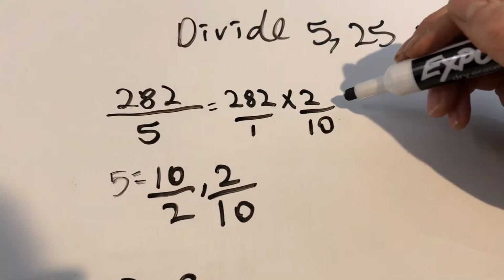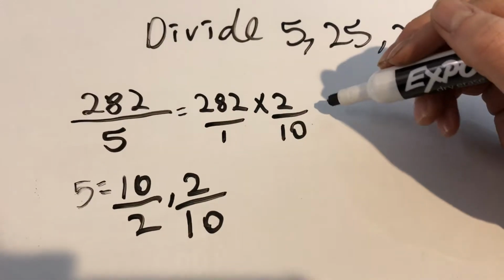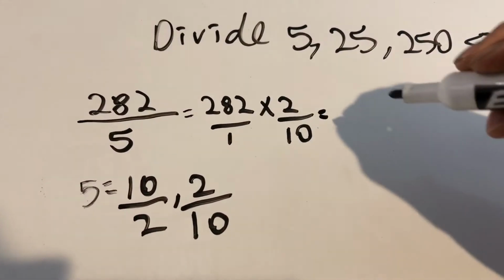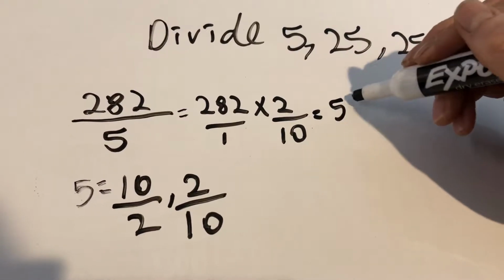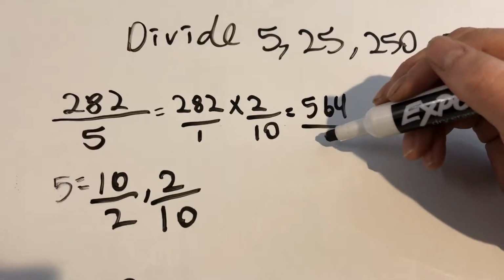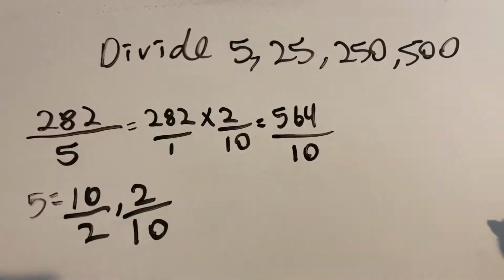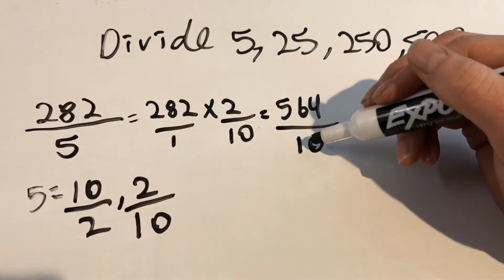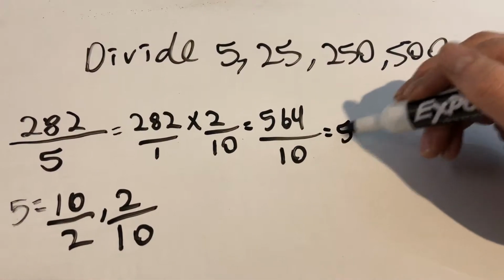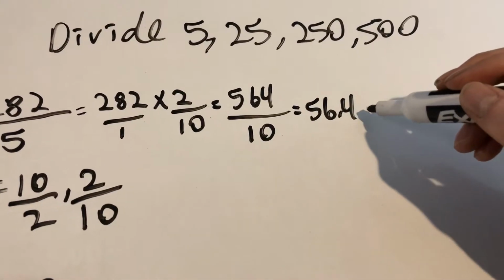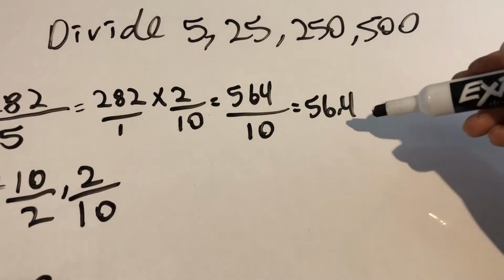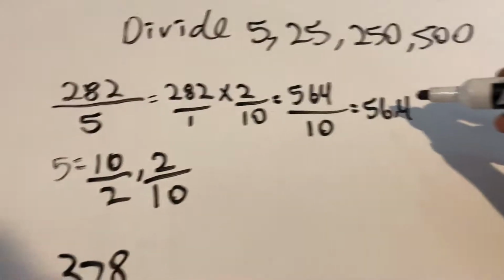Imagine this as a little bit of 1. So 282 times 2/10 equals, well, let's see, 564 over 10. So 564 divided by 10 equals 56.4. That's my final answer. All you have to do is move the decimal over to the left one time and that's it. Alrighty, next step.